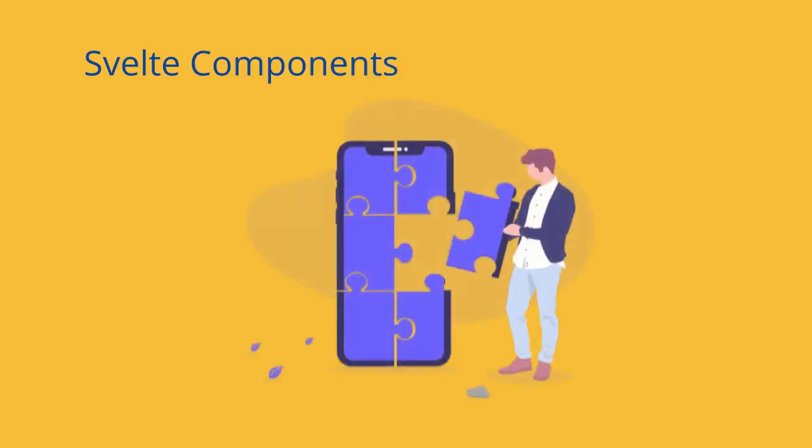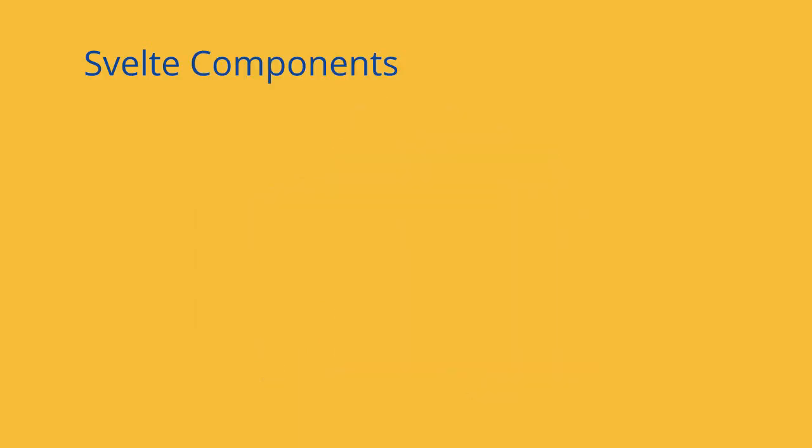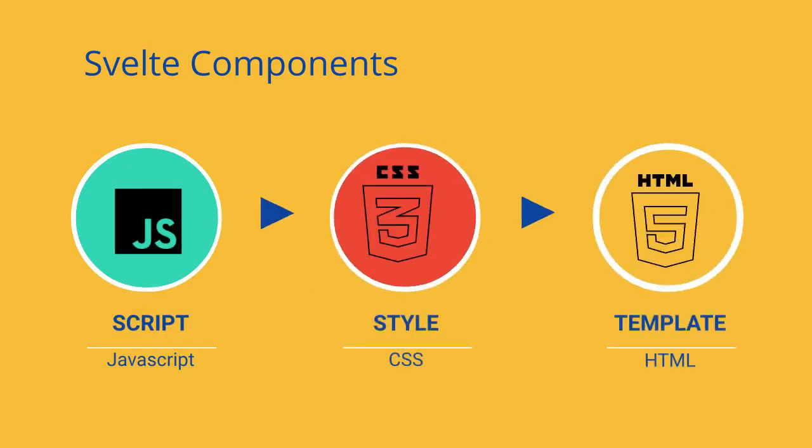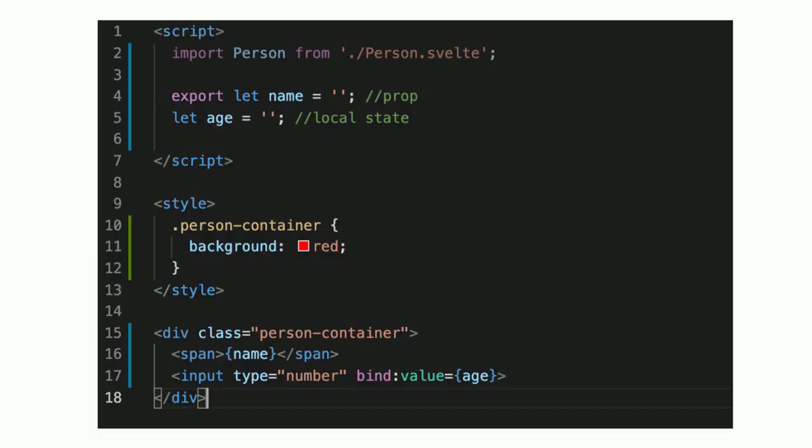Components are the building blocks of a Svelte application. Svelte components are normally made of three parts: script, style, and template. The script and style are optional, whereas the template is required. It is inside the script tags where you write JavaScript variable and function declarations. Also, all the dependencies that you import into the component go inside the script tag.